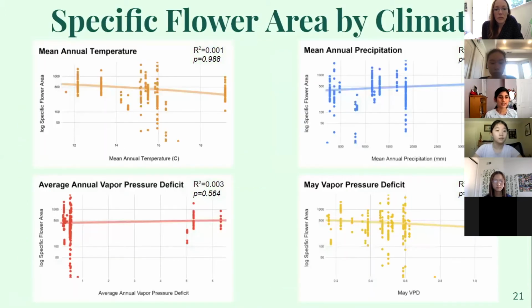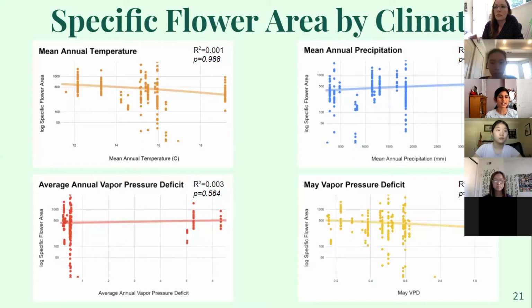In order to test our research questions, we tested functional traits against other variables. If a p-value is below 0.05, that means that the traits correlate. Here, we tested whether specific flower area was correlated to different climatic variables: annual temperature, annual precipitation, annual vapor pressure deficit, and vapor pressure deficit during various months in the growing season.